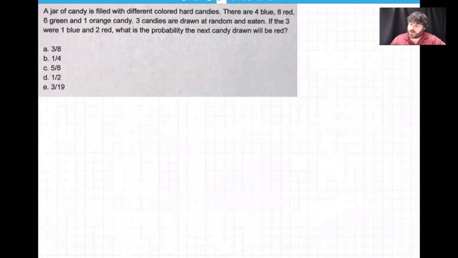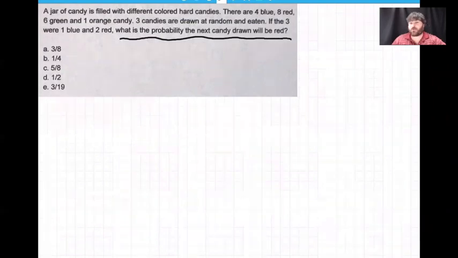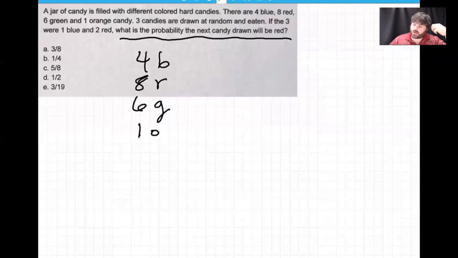Okay. So this looks like we're just really calculating the probability the next candy will be red. These other draws have already happened. So we don't actually have 4 blue, 8 red, 6 green, and 1 orange because we've drawn 3. There was 1 blue and 2 red. So 1 blue means we only have 3 blues left. 2 reds mean there's really 6.